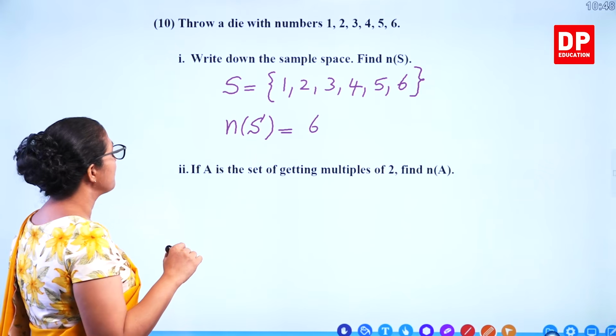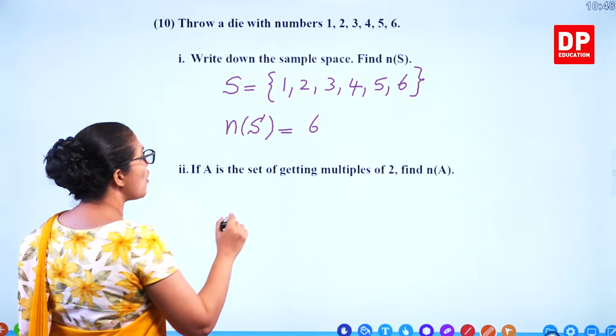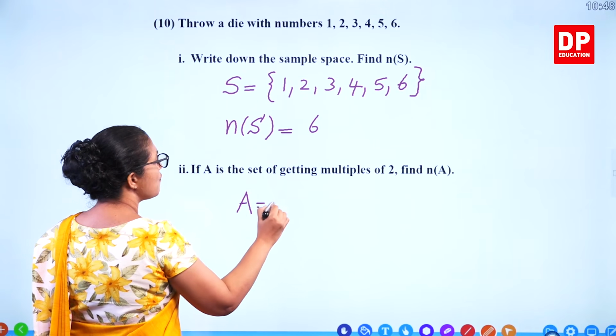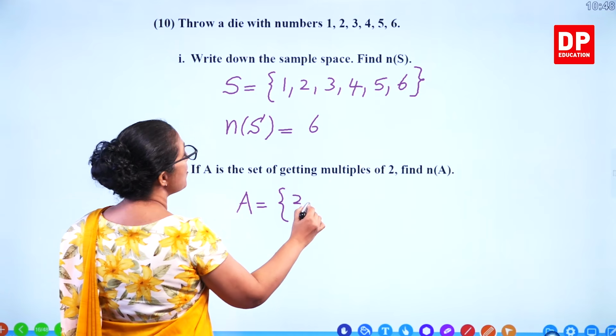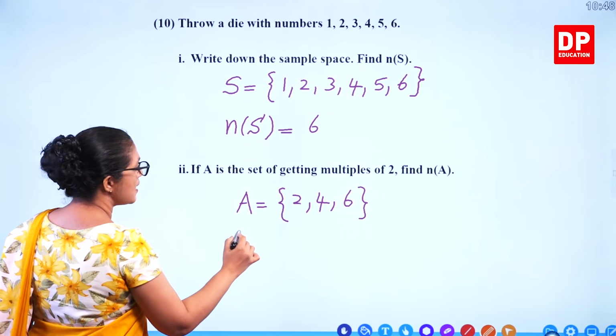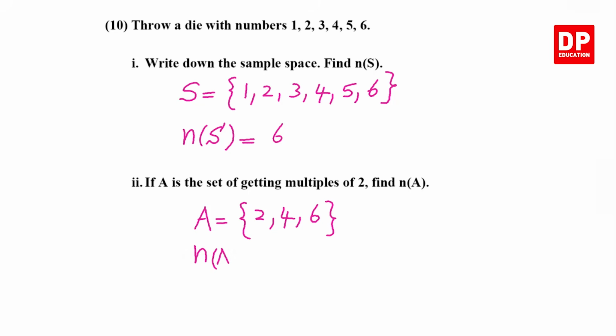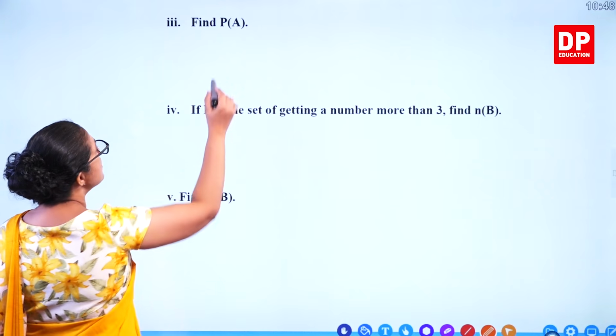That's 6. If A is the set of getting multiples of 2, you have to identify the event A. Multiples of 2 can be 2, 4 or 6. So what's the number of outcomes in A? 1, 2, 3. So you get 3. What's the probability of A?